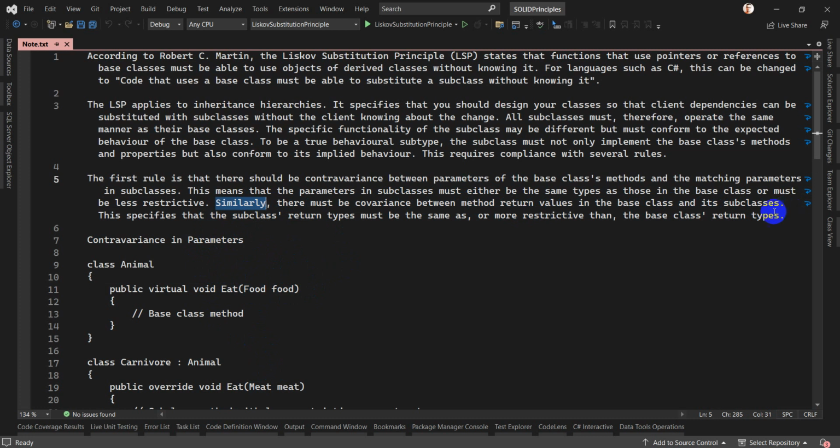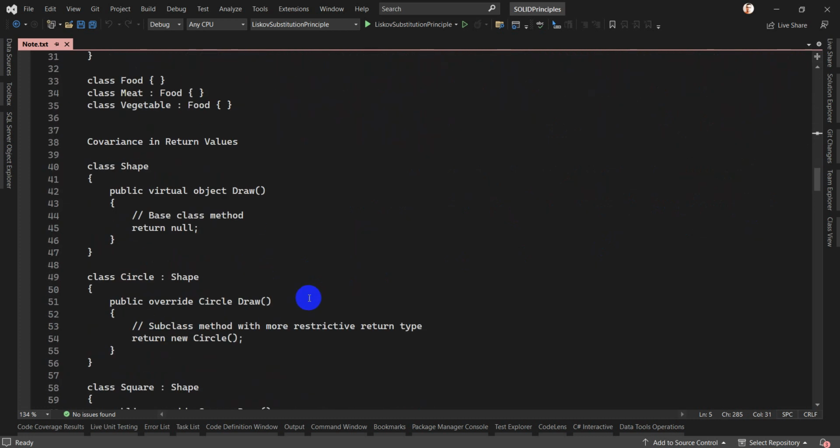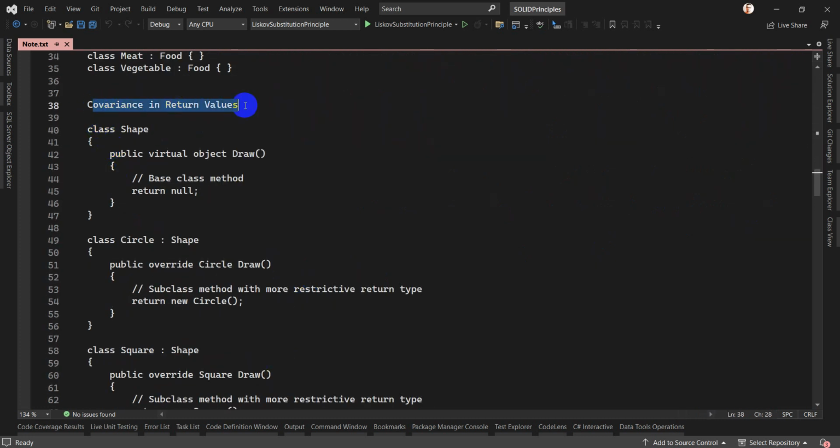Similarly, there must be covariance between method return values, or return types, in the base class and its subclasses. For example, as you can see, in this example of return values, we've got a method draw in the superclass which returns an Object, and we have a matching method in the subclass Circle which is returning a Circle. So Circle is more restrictive than Object, right? So it is more specific.